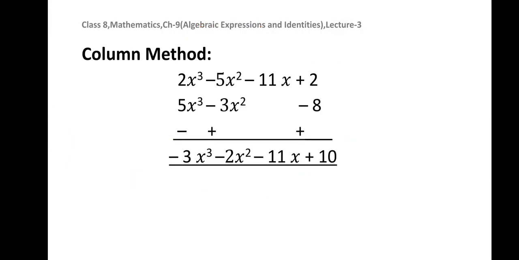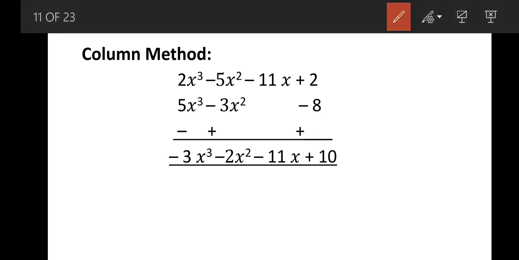Talking about the column method, in this also we need to change the sign of each term to be subtracted and then add, like I have shown you here. This was the expression. I need to subtract this expression from 2x cube minus 5x square minus 11x plus 2. So I have changed the sign here.